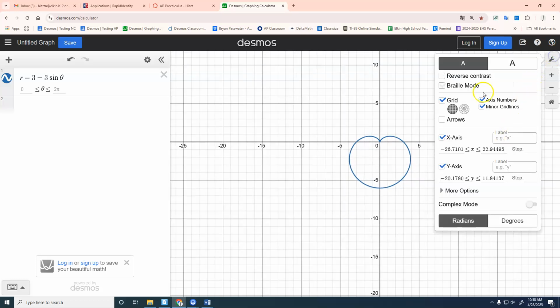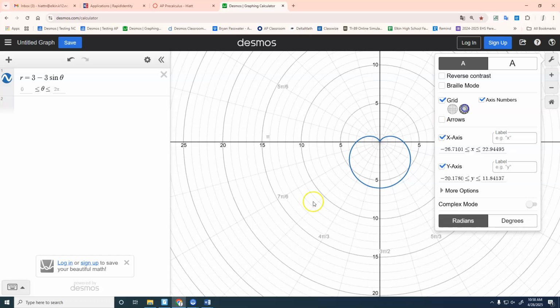Let's change our background to polar. Print off a blank copy for James.